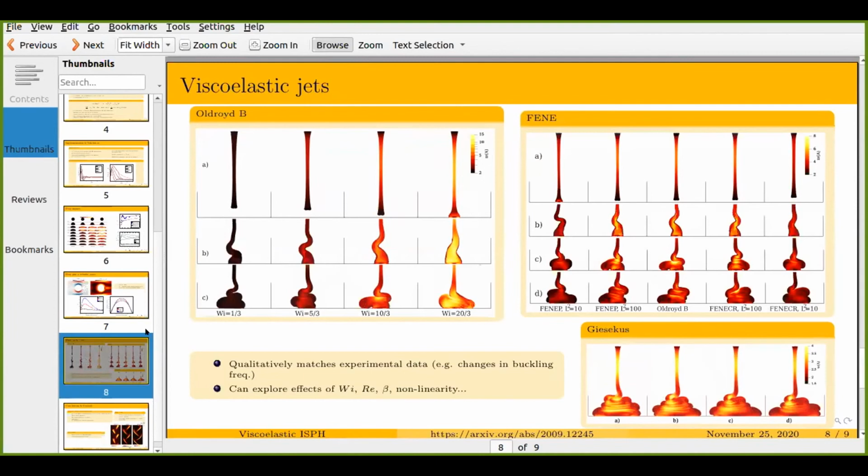So with this model, we've been able to look at the effects of varying the Weissenberg number, the Reynolds number, and various different viscoelastic nonlinearity parameters, so for the different models, on the behavior of the jets and on the way they buckle. So for instance, we see that for just slightly different closure approximations in a constitutive model, we get a jet that buckles in a different direction initially. And again, these results, although it's difficult to compare them with experimental data because it's inherently a 3D problem, we get a good qualitative match with changes in buckling frequency.